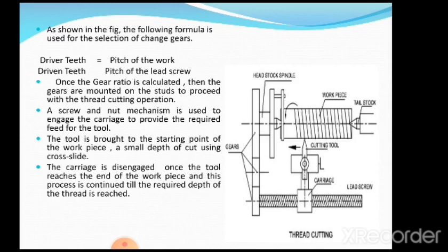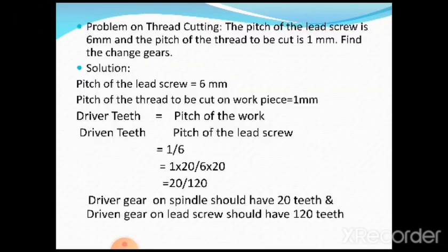So now let us take a simple example for clarification. The pitch of the lead screw is 6 millimeters, and the pitch of the thread to be cut is 1 millimeter. Find the change gears. How are you going to select the gears? The pitch of the lead screw is 6 millimeters, which is already fixed and we cannot change it. The pitch of the thread to be cut on the workpiece is 1 millimeter.